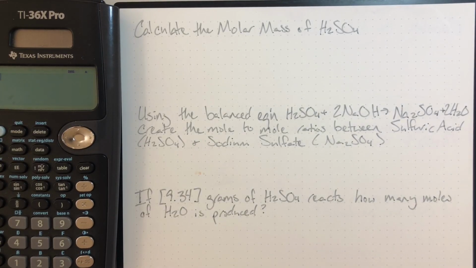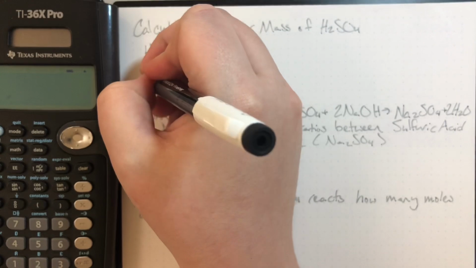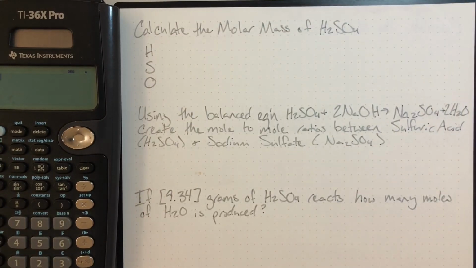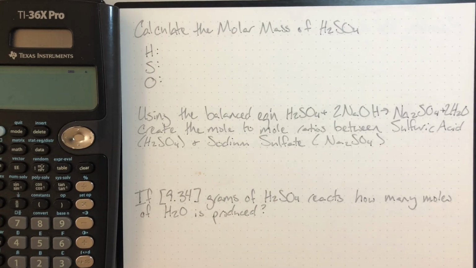Calculate the molar mass of sulfuric acid. Whenever we calculate the molar mass, the first thing we need to do is list out everybody that is present. So we have hydrogen, sulfur, and oxygen. Then we will count to see how many of each we have.